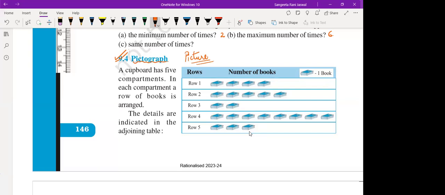Okay, let's see what is written here. I want somebody else to read. Neha, you read. Okay, I'll give you a turn also. A cupboard has 5 compartments. In each compartment, a row of books is arranged. The details are indicated in the adjoining table. Now, who will explain the adjoining table? Yes, Bhavesh. Bhavesh, explain the adjoining table. What is written here? What inference do you take out from this table?